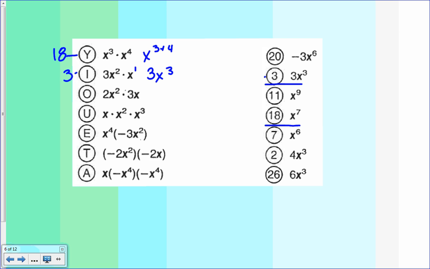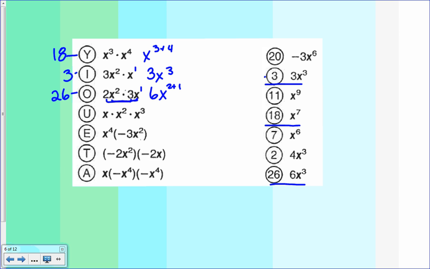So that's number 3. For the next one, I'm going to multiply the 2 and the 3 together to get a 6. Again, think about an invisible 1 right here. I'm multiplying 2 powers together with the same base. So we add the index. So x to the 2 plus 1. And we get this one right down here. So that's number 26.